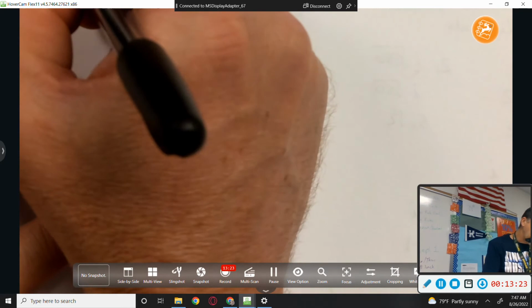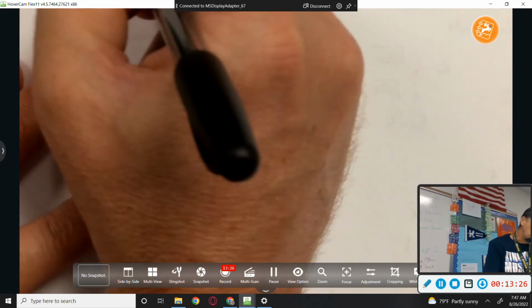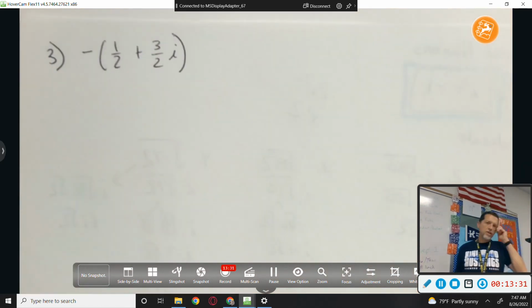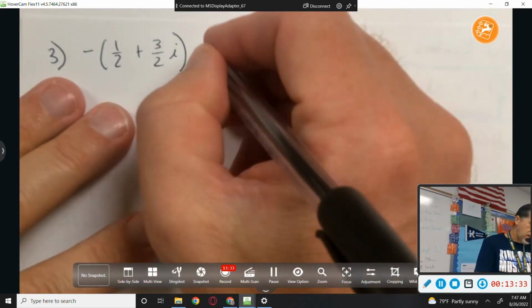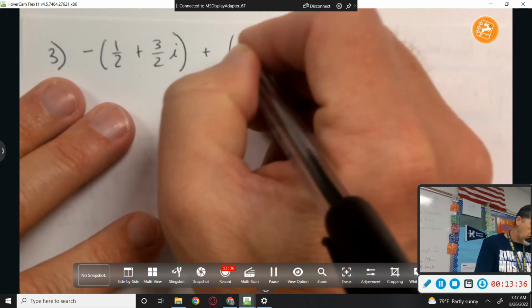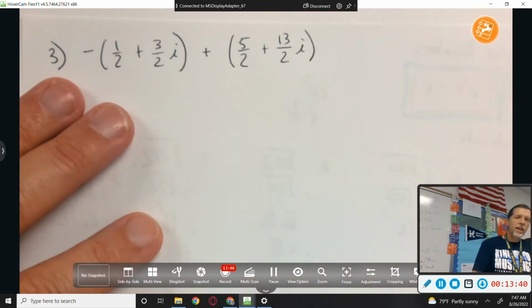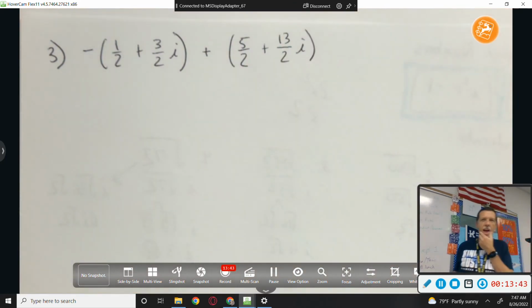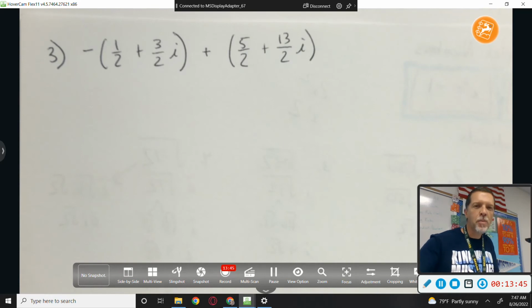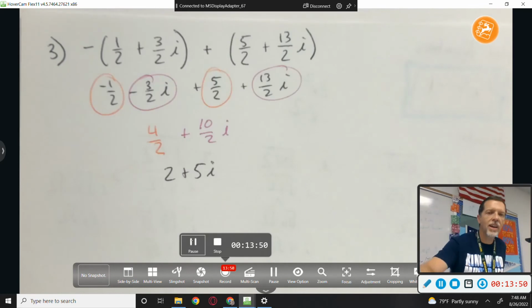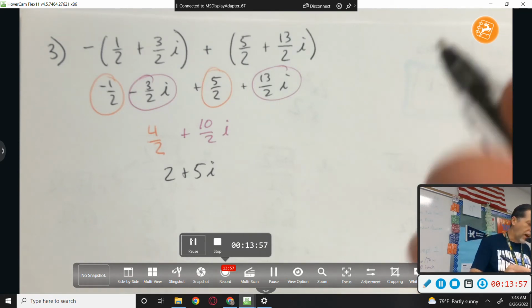We better do the fraction one just to make sure we're okay. -1/2 plus 3/2 i plus 5/2 plus 13/2 i. Why don't you try that one? I bet you can handle that one. Careful with that leading negative sign though. Fractions, but not too bad.